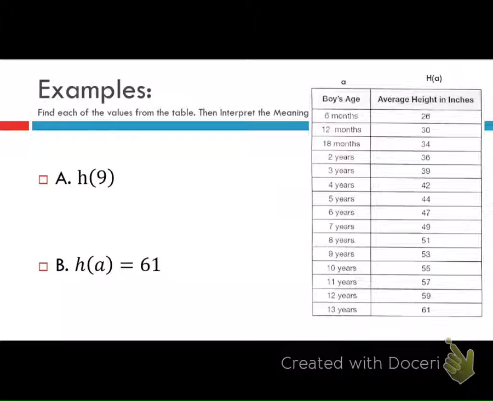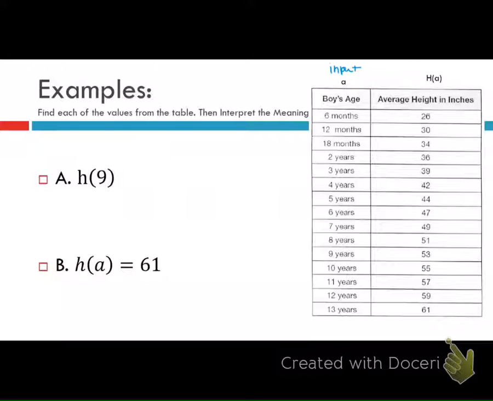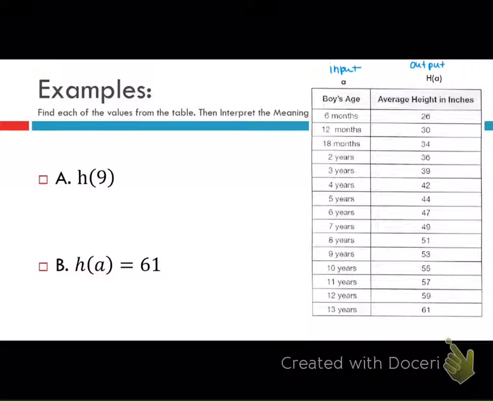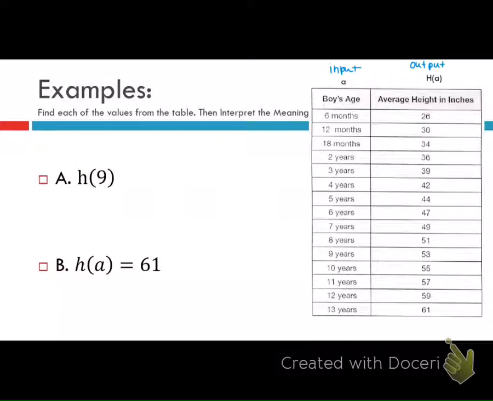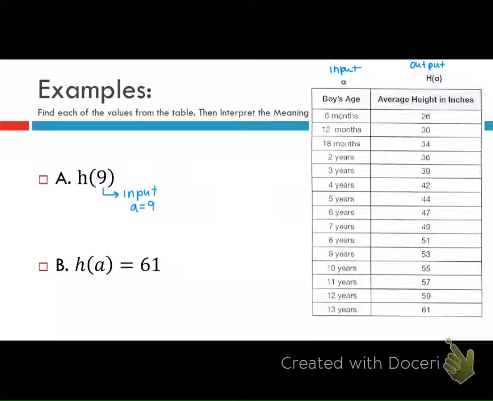All right. Find each of the values from the table and then interpret the meaning. So the x is the boy's age and y, or H of A, sorry, this is A. So this is input, output, sorry. The input is A, H of A is the output, and the average height in inches is the output. Okay, so Emma, is 9 in A input or output? So this is saying A, the age, equals 9. So in this chart, what is the height when the age is 9, Emma?